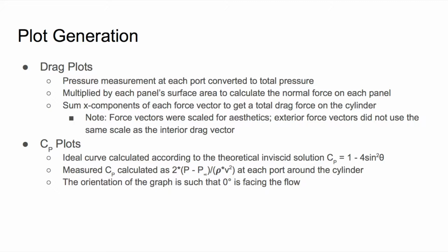For the coefficient of pressure plots, the ideal curve was found using the analytical solution to find that the coefficient of pressure is equal to 1 minus 4 times the sine squared of theta. The measured coefficient of pressure was calculated using the difference between the measured pressure and free stream pressure at each port around the cylinder. The orientation of this graph is such that 0 is directly facing the flow, 180 degrees is at the trailing edge of the cylinder, and then 360 degrees is back at the leading edge of the cylinder.